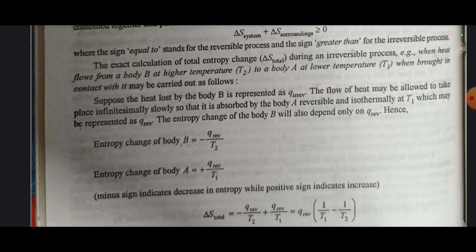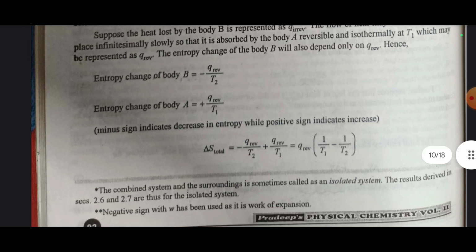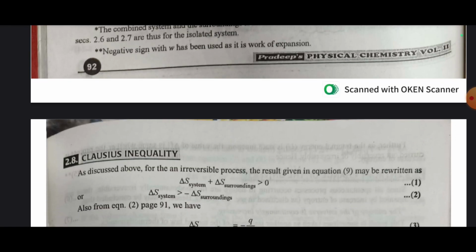The entropy change of the body B will also depend only on Q reversible. Hence, entropy change of body B is equal to minus Q reversible by T2 and entropy change of body A is equal to plus Q reversible by T1. Minus sign indicates decrease in entropy while plus sign indicates increase. So delta S total is equal to Q reversible into 1 by T1 minus 1 by T2.